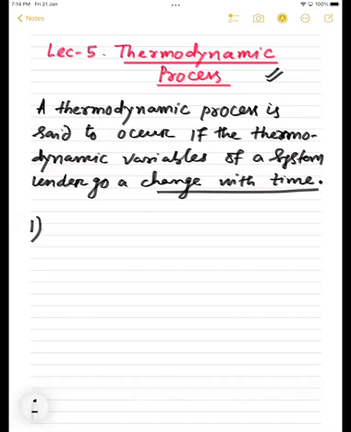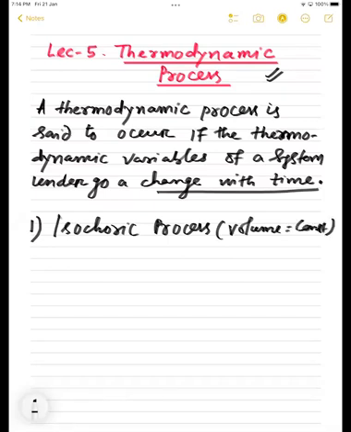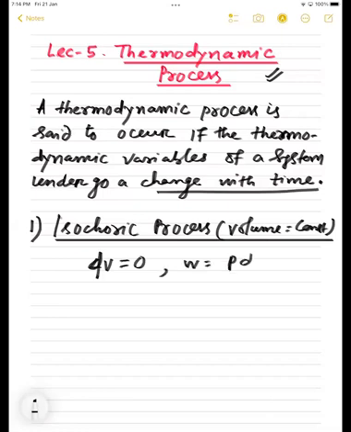Number one, give heading: isochoric process, right? Isochoric process means volume constant. Student, volume constant means no change in volume, right? No change in volume means dV is equal to 0, na? Correct? And you know work done is equal to PdV. Yes or no? So work done will also be equal to 0. Is that clear to all?